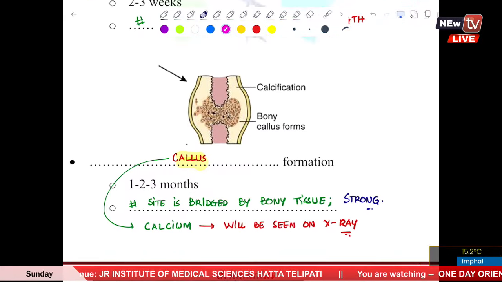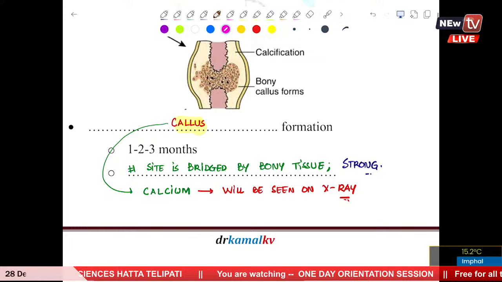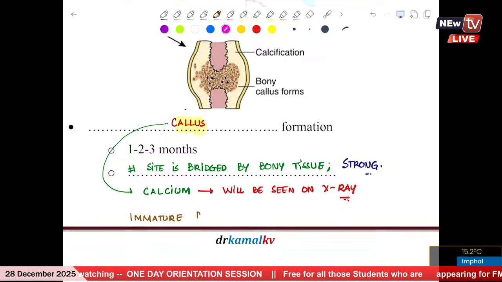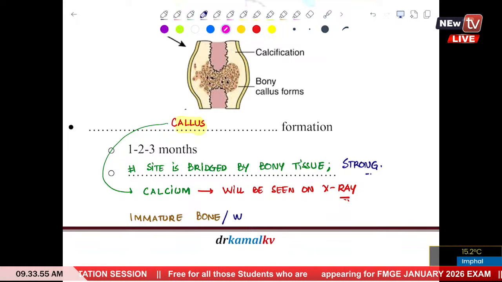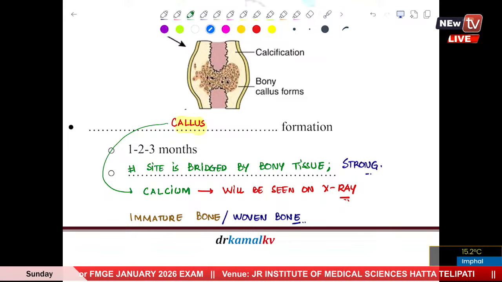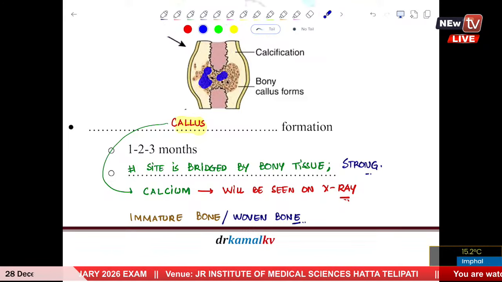Now see, this callus is immature. Okay, so this is actually immature bone. Immature bone is also known as woven bone. So this callus is immature bone because the lamellae are very poorly arranged, and therefore if we look at the appearance, it is very irregular in outline.